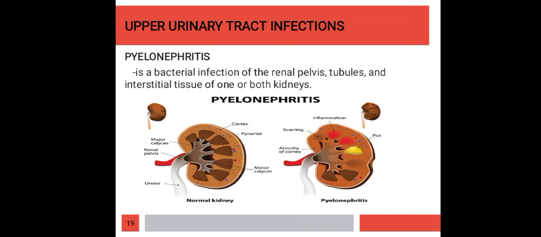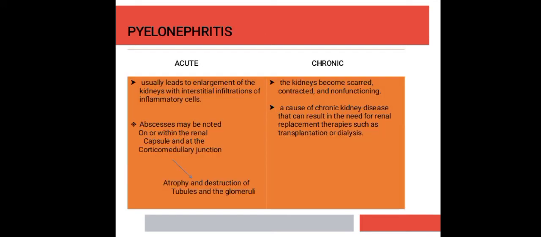Upper urinary tract infections. What is pyelonephritis? Pyelonephritis is a bacterial infection of the renal pelvis, tubules, and interstitial tissue of one or both kidneys. Causes involve either the upward spread of bacteria from the bladder or spread from systemic sources reaching the kidney via the bloodstream. Pyelonephritis may be acute or chronic.